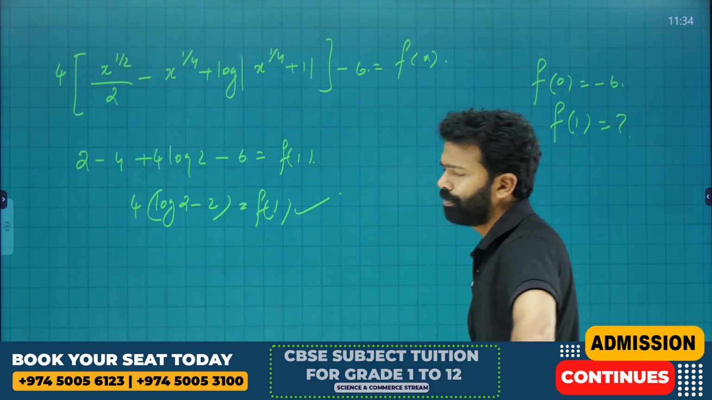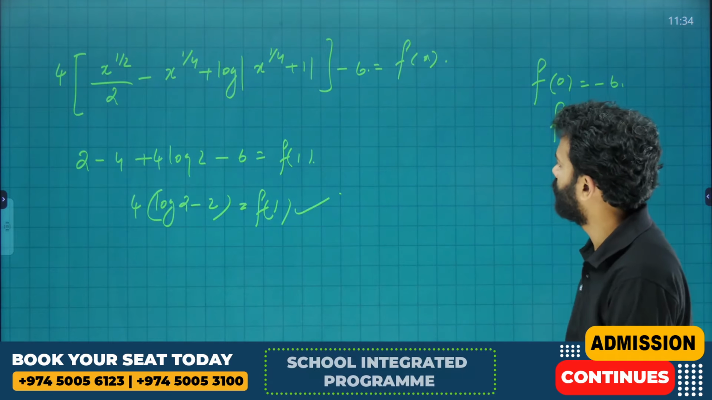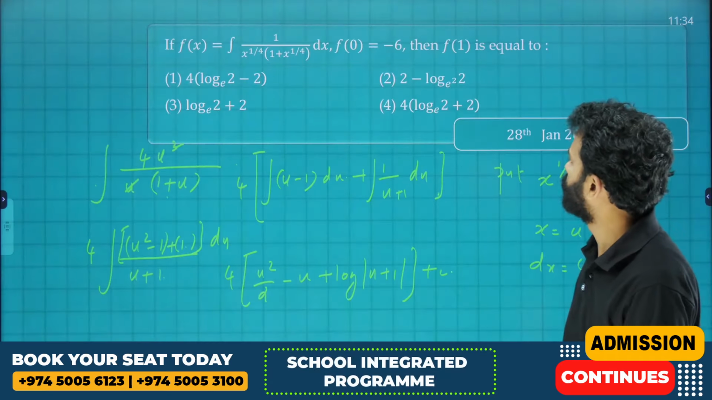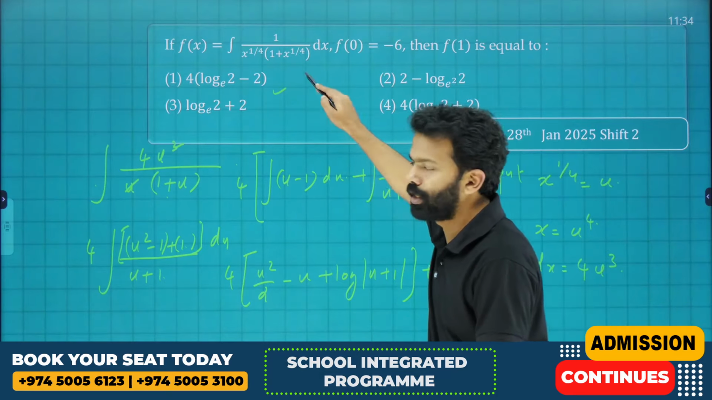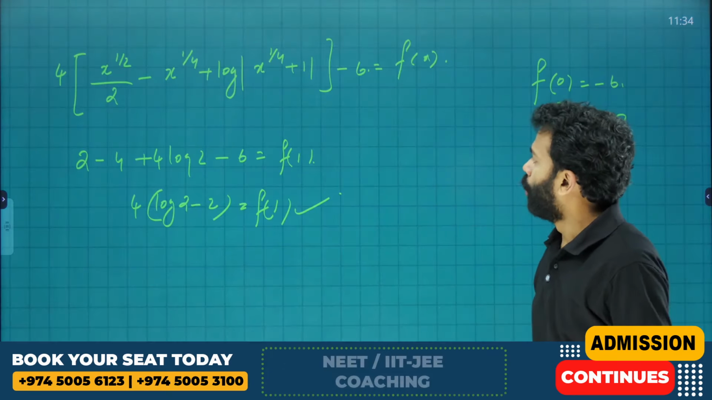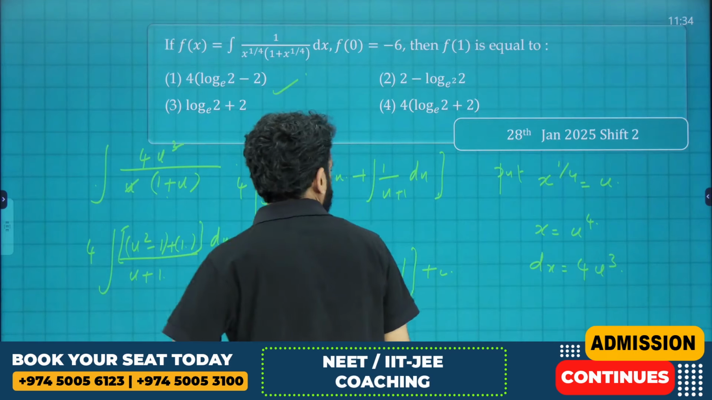Very easy question. Therefore, what is the answer here? 4 into log 2 minus 2. Option 1 is the correct answer. Hope you got the idea here. See, this is only the basic one.